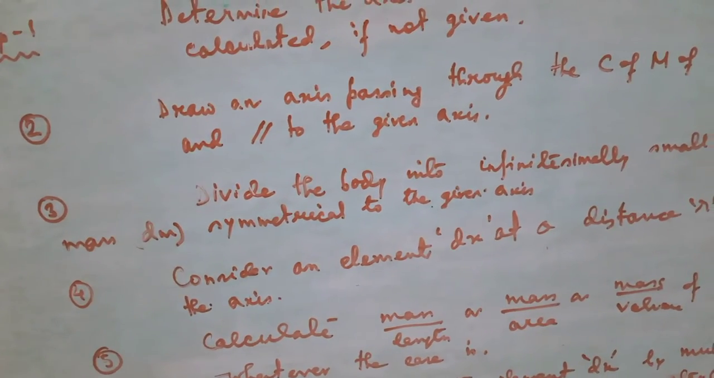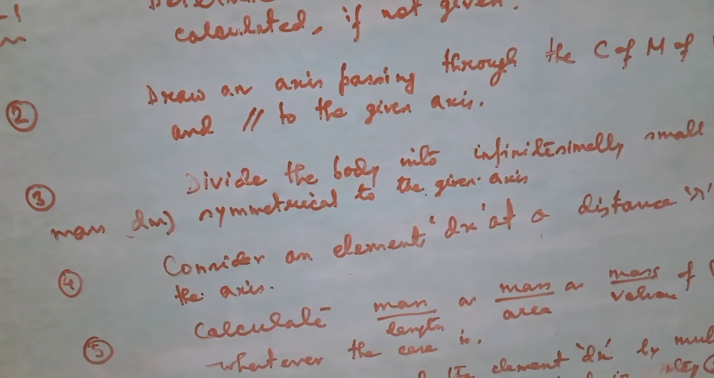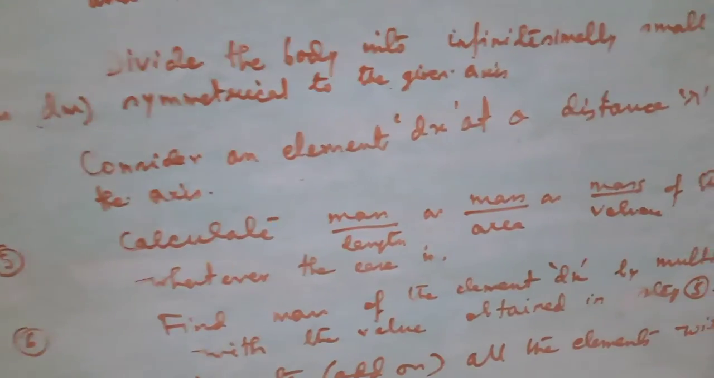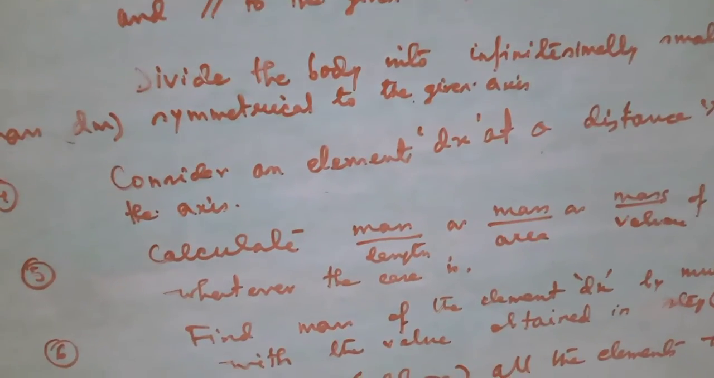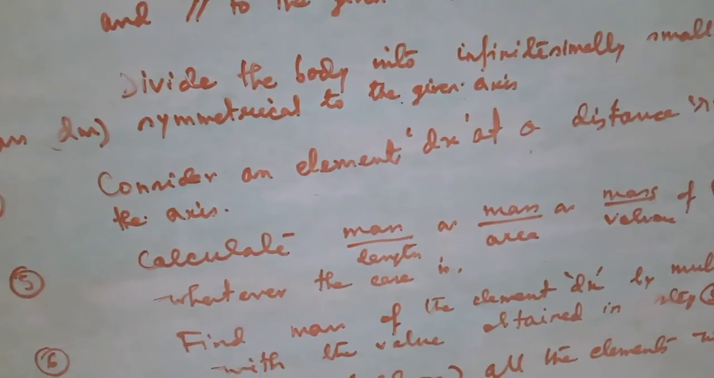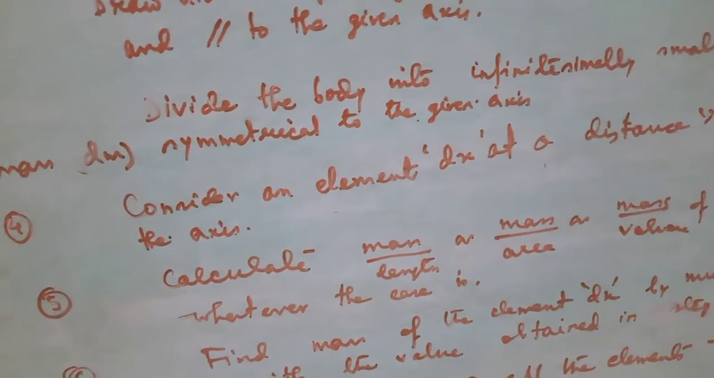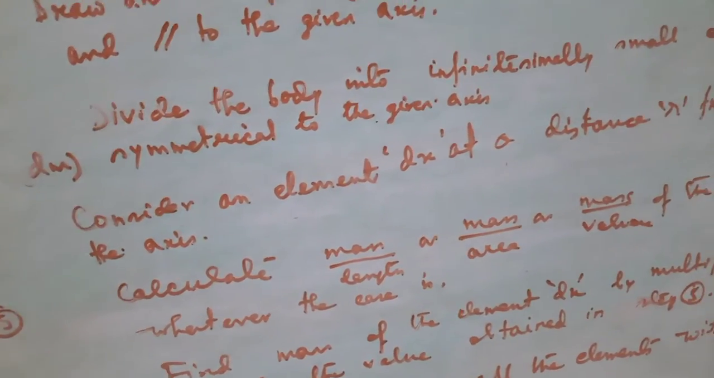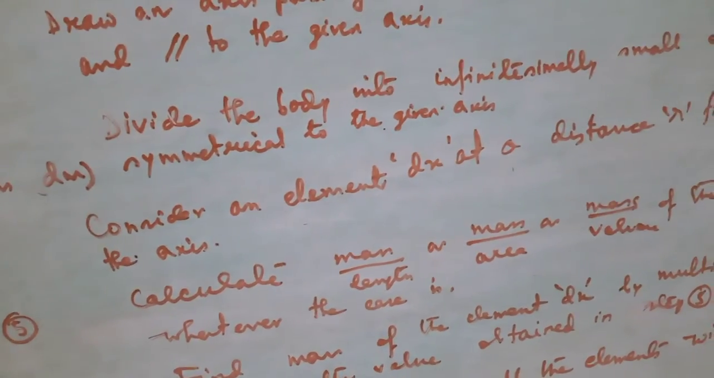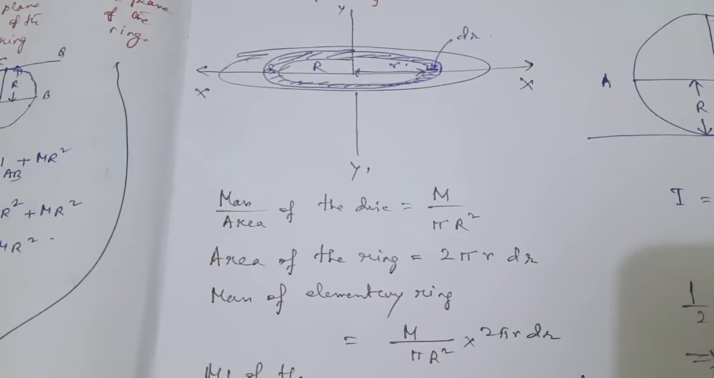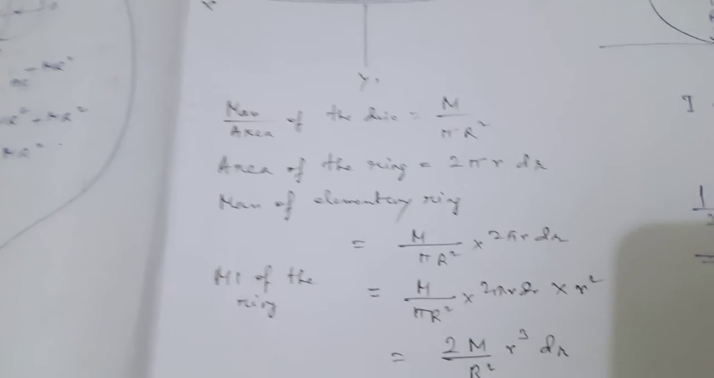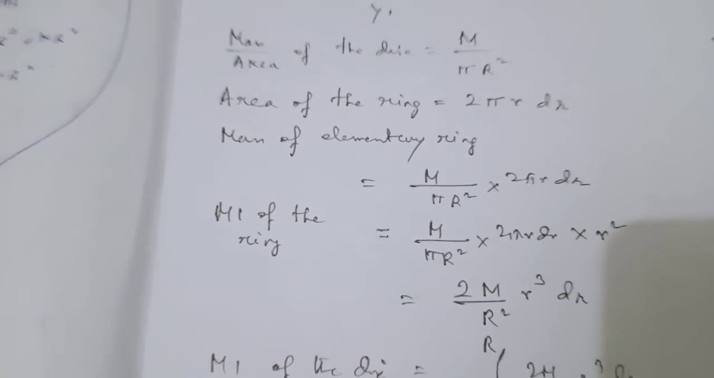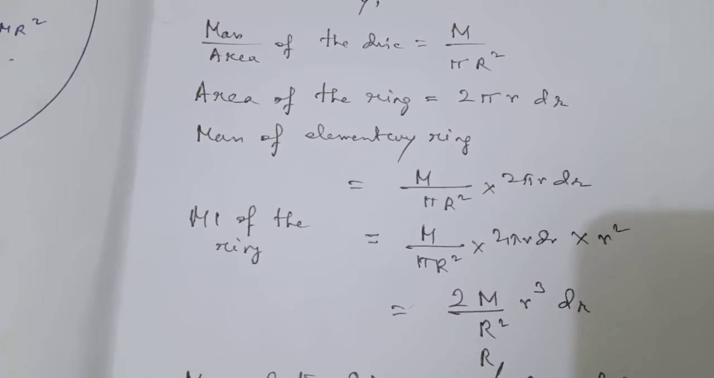So step 3 is we have drawn. Now we have to take mass per unit area of the disc here, because area is a flat surface. So area is pi r square obviously. So the area of the ring is 2 pi r into dr, width into circumference. So the mass of the elementary ring will be m by pi r square, mass per unit area, into area 2 pi r dr, into the square of the distance. That will give you the moment of inertia of the ring only.